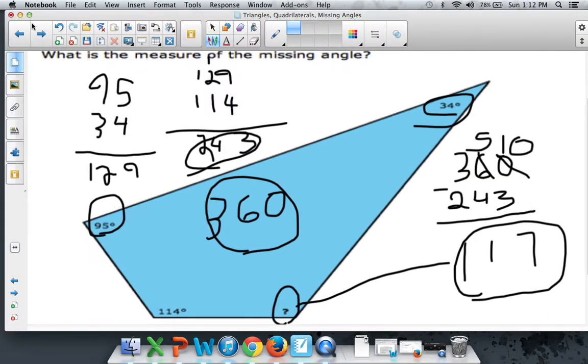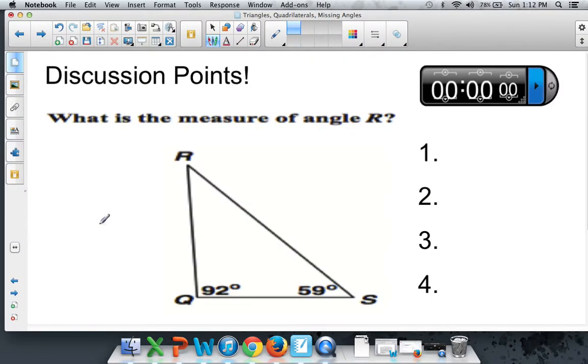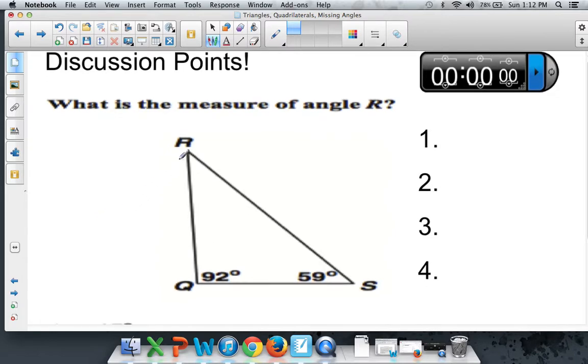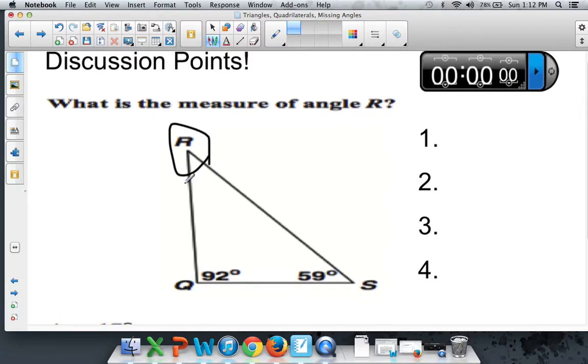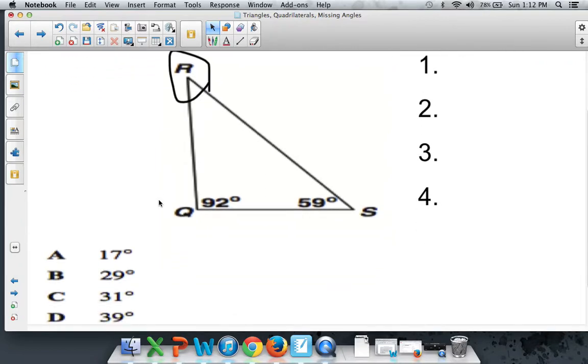Discussion points! What is the measure of angle R? You know how discussion points work. One minute of discussion. You can do it after the video. You can come back, and then you talk about what's the right answer.